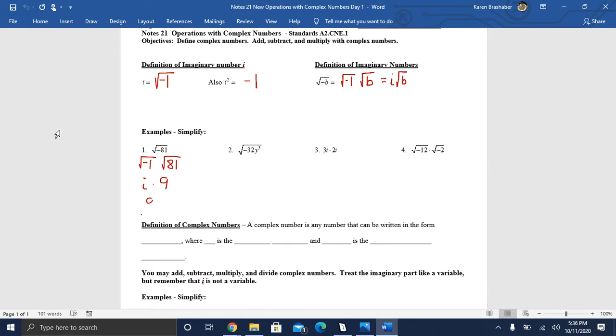And then typically we write this a lot like you would if it was a variable. So 9i would be your final answer. And that is the imaginary number, 9i.